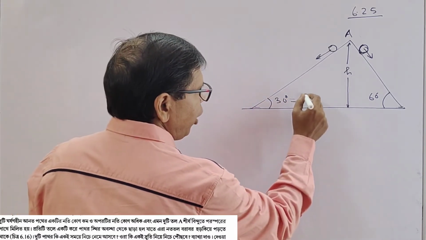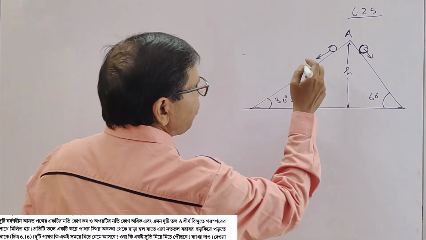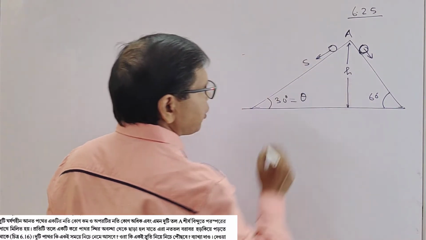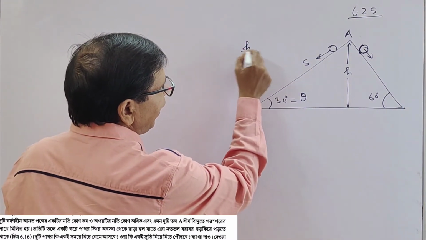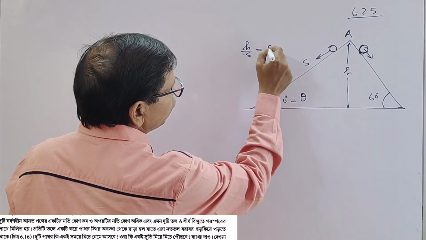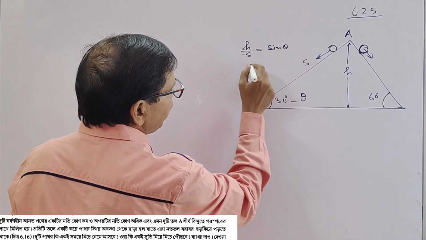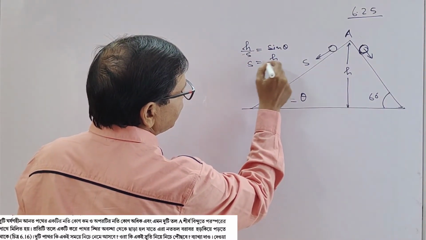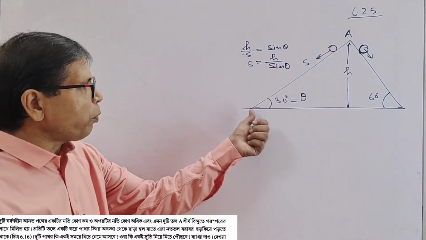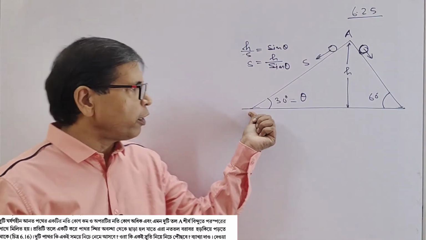Suppose this angle of inclination is theta. Suppose the length of the inclined plane is s. So here h by s equals sine theta. Therefore s equals h by sine theta. Now we have to calculate velocity at this point.